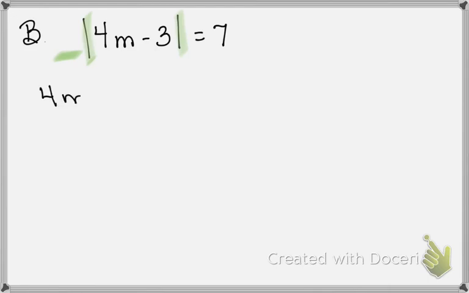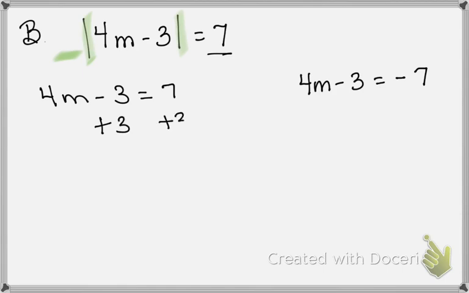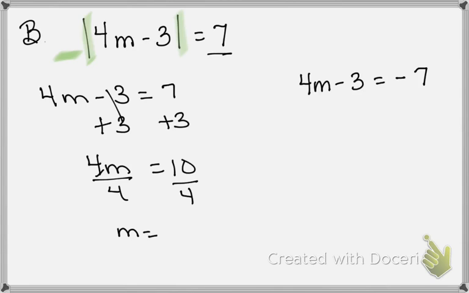So 4m minus 3 equals 7. And our other equation is going to be 4m minus 3 equals negative 7. So it's the opposite of what this was. Now we're going to solve. Plus 3, we get 10. 4m. Then we're going to divide by our coefficient of 4 on each side. And we get m equals 10/4, which we can simplify down to 5/2.